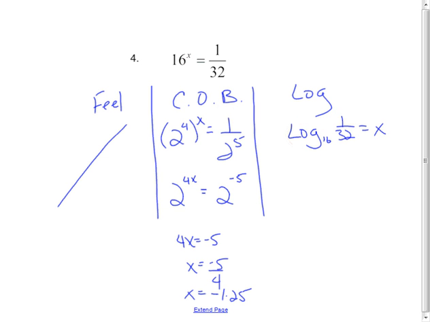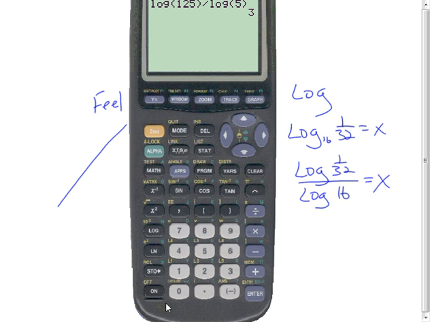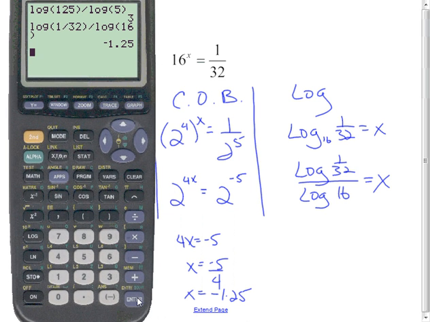Okay? So just to make this quick, we're going to get log to get 1/32 over log to get 16 equals x. And then when I go to my calculator for that, I'm going to get log of 1 divided by 32 divided by log 16, and hopefully I am in fact getting the same answer I got before of negative 1 and a quarter.